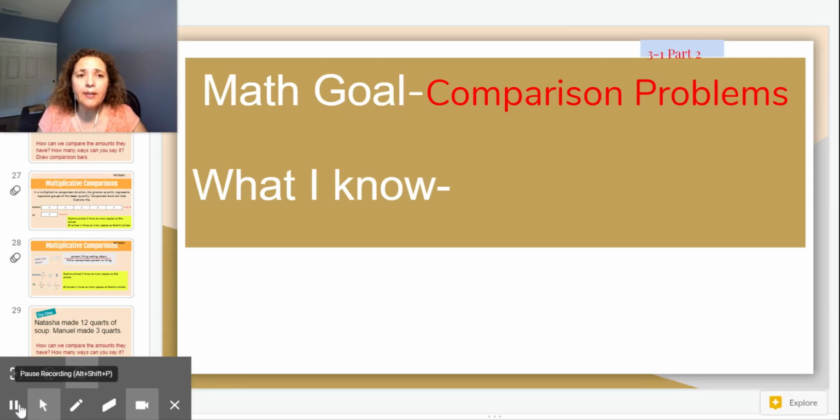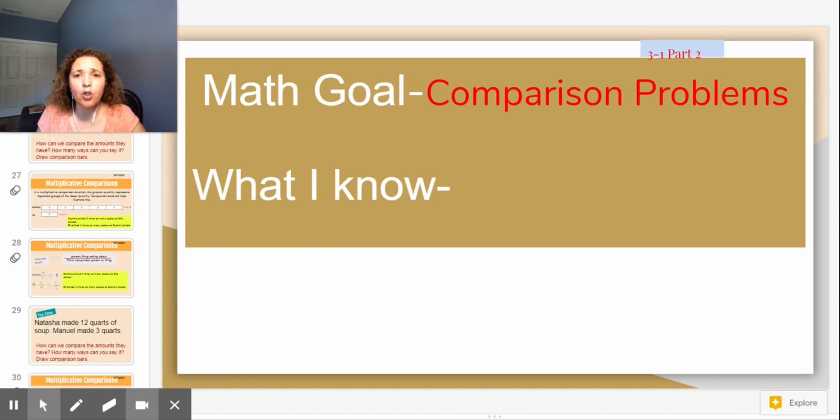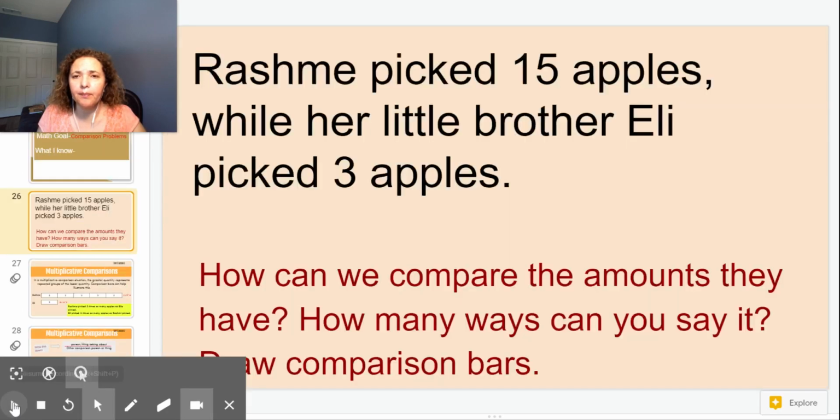All right, so today's math lesson is a continuation of lesson 3-1, but this is part 2. So our math goal today is comparison problems. So please write that down and write down anything you know about comparing problems. Then come back to me.